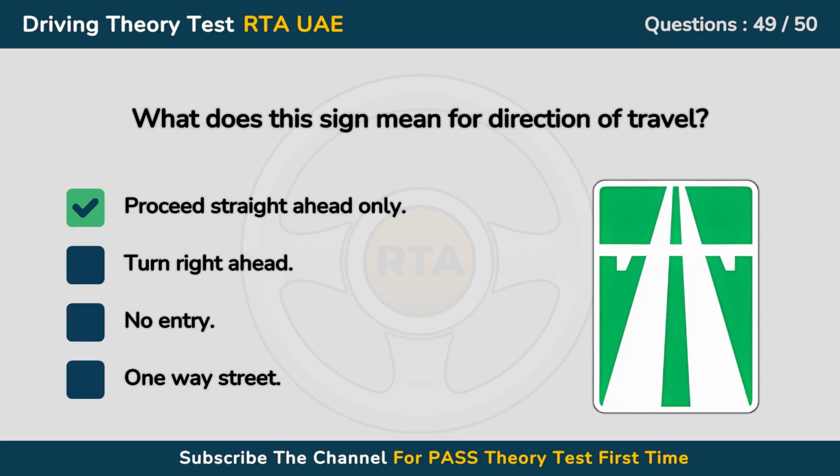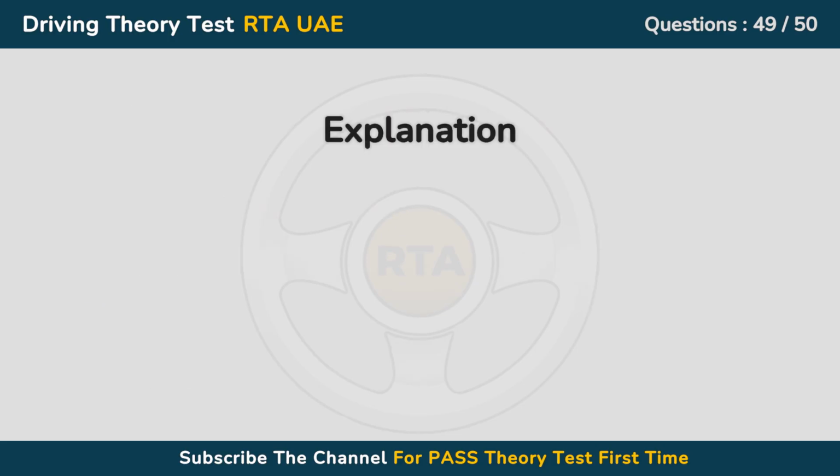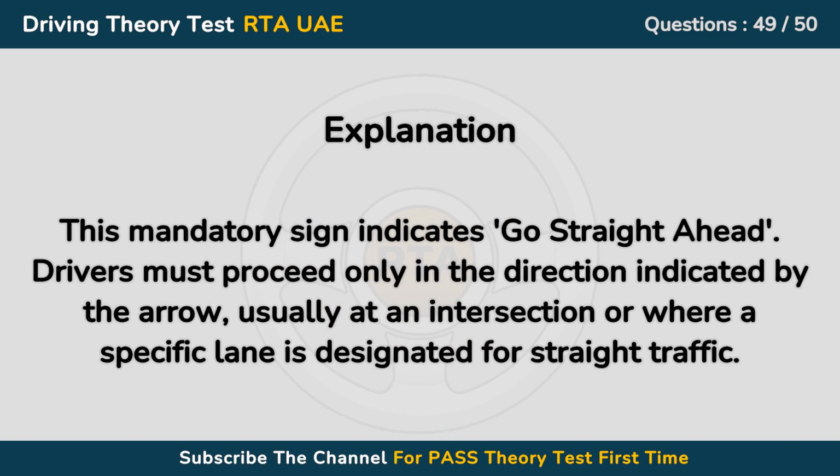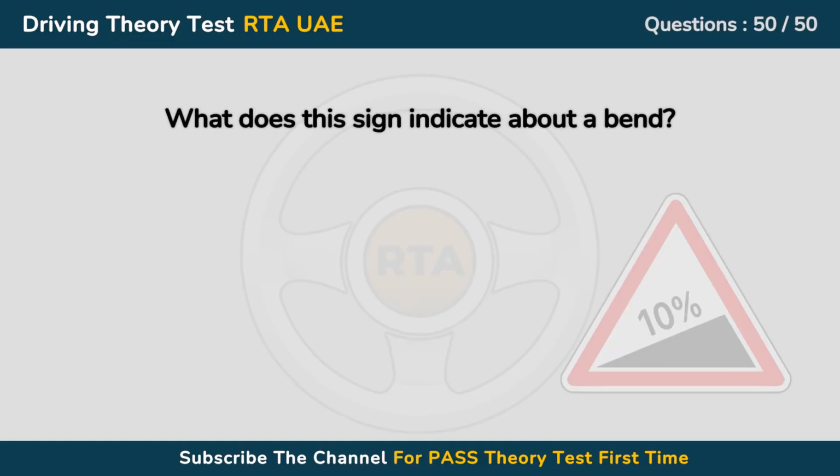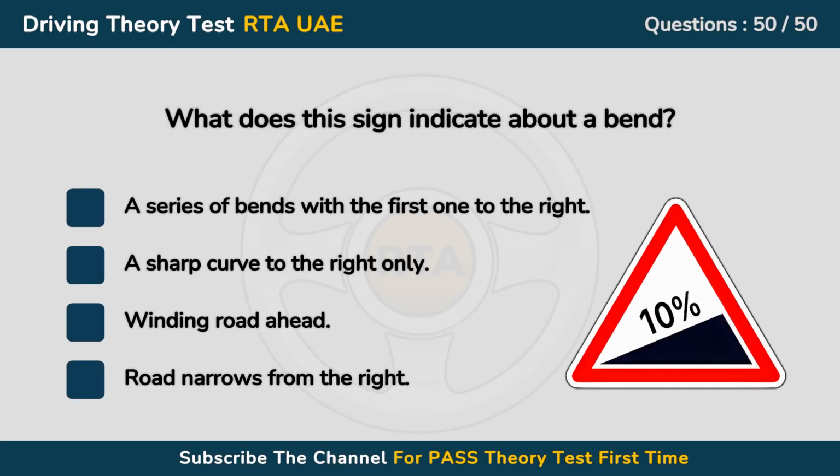Answer is A. Proceed straight ahead only. This mandatory sign indicates go straight ahead. Drivers must proceed only in the direction indicated by the arrow, usually at an intersection or where a specific lane is for straight traffic. Question 50. What does this sign indicate about a bend?